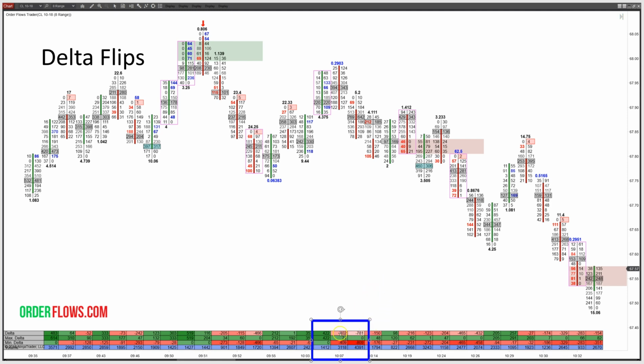So this bar in the middle, if you could just sort of put your thumb over it, this is the bar where we poked up, people started trading back and forth, and then the selling took over in the next bar and then sold off.